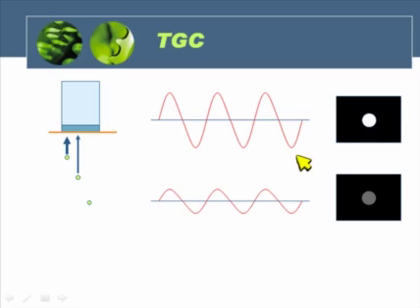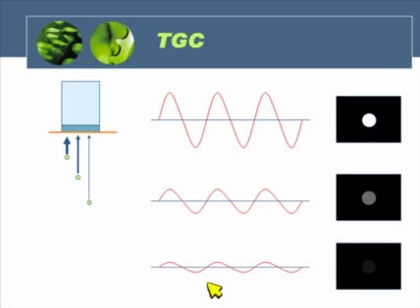Again, the stronger the amplitude of the return echo, the brighter the dot. Because this is a weaker amplitude, the dot will be darker and in fact will be a shade of gray. The furthest away reflector will have the weakest amplitude because the beam is attenuated both on its way to the reflector and on its way back, and therefore the return echo for this deep reflector will be a very low amplitude return echo, and therefore a very dark dot.